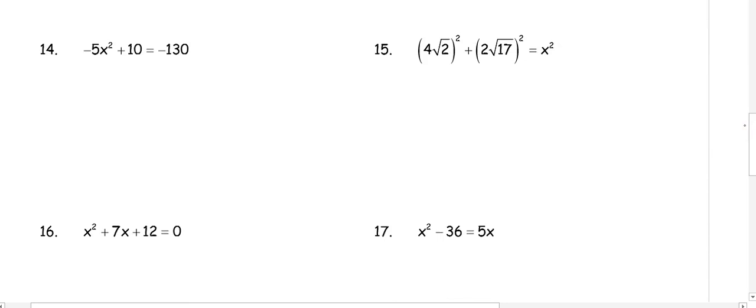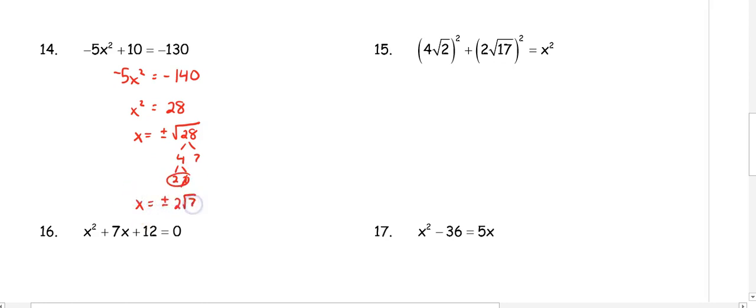Number 14, in order to solve for x, the first thing we're going to do is subtract 10 from both sides, so negative 5x squared equals negative 140. We're going to divide by negative 5, so we get x squared equals 28. So we have x equals plus or minus the square root of 28. 28 breaks down to 4 and 7. 4 breaks to 2 and 2. So we'd have x equals plus or minus 2 root 7.